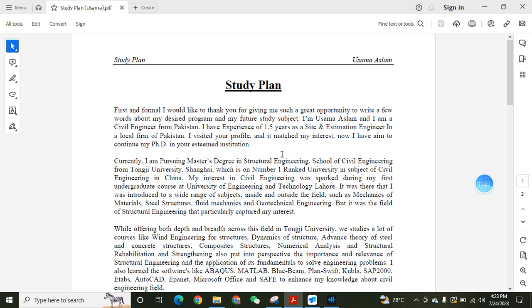Basically, I think there are four or five things you need to keep in mind. Whenever you keep those things in mind, you can complete your study plan. First of all, you tell about your background: who you are, where you are from, in which university you are applying, and why you chose that professor.